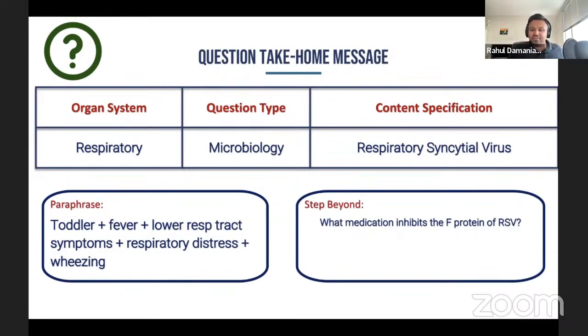So what medication inhibits the F protein of RSV? That's your Step 1 question. And that is going to actually be palivizumab. Palivizumab is going to be indicated in babies who are going to be premature, who are going to have congenital heart disease, high-risk populations that would otherwise get severe RSV infections. We give this in the winter months to them.